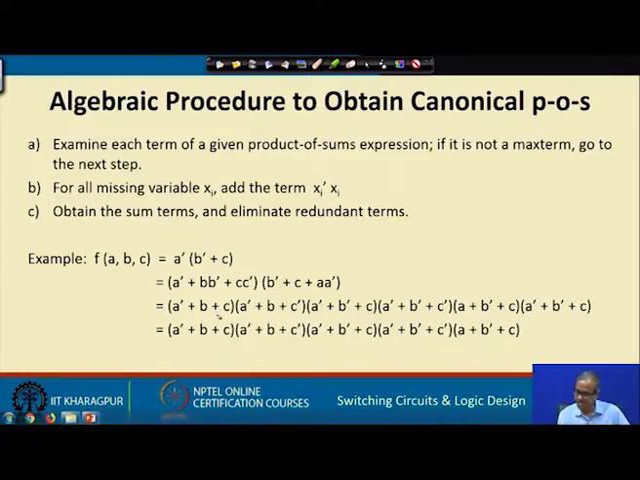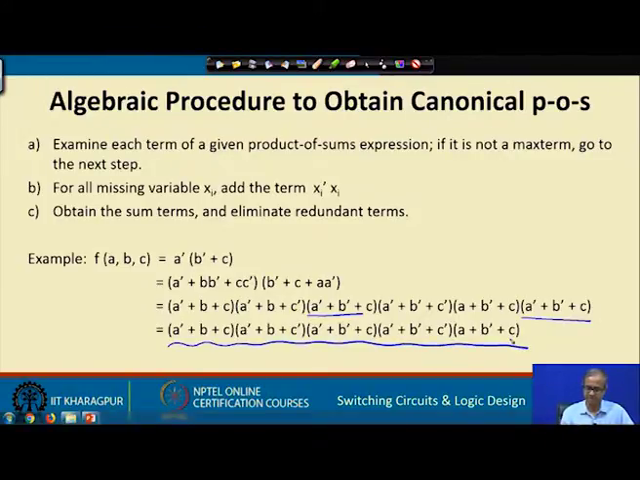A bar B C is 1, A bar B C bar is 1, A bar B bar C, yeah, A bar B bar C is repeated. So, you just use only one copy of it, the other one you delete, and you get the final form here. This is your canonical product of sum expression.